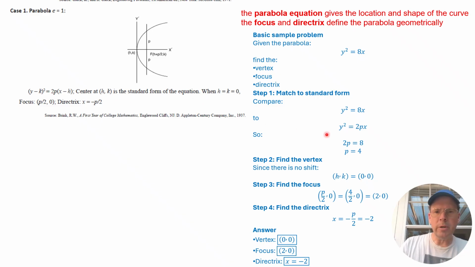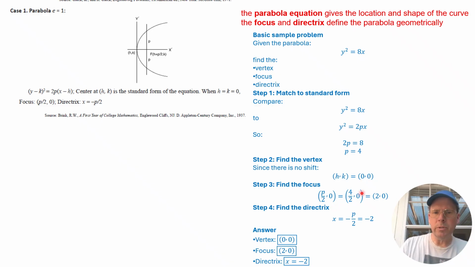So the standard form here is y squared equals 2px. And in this case, the 2p is equal to 8, that's the part in front of x. So you solve for p and get 4. Now find the vertex. Since there's no shift, it's just going to be 0, 0 like we said. The focus, see how they say p over 2 comma 0.